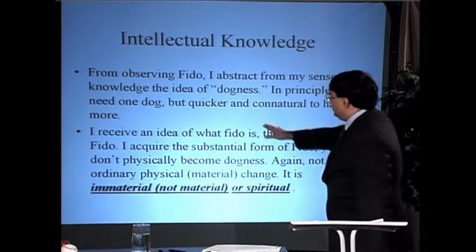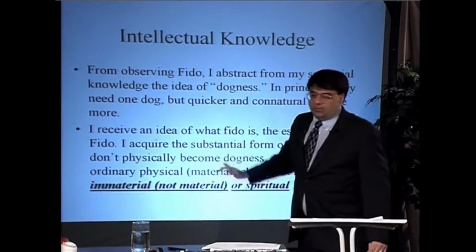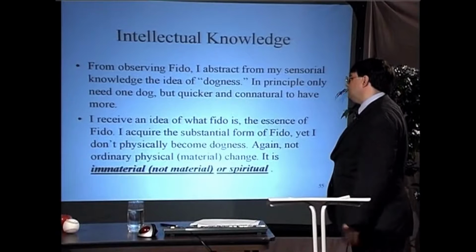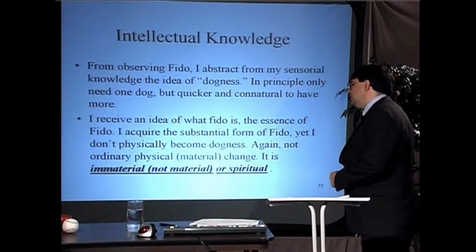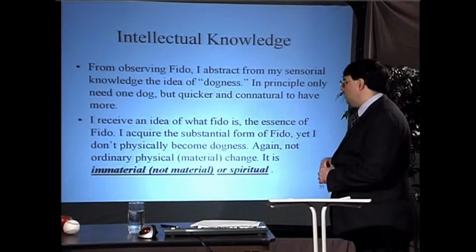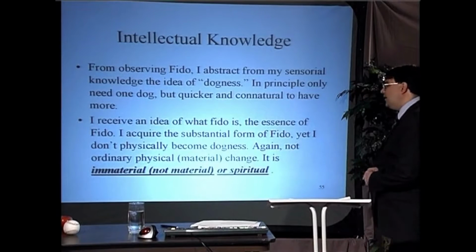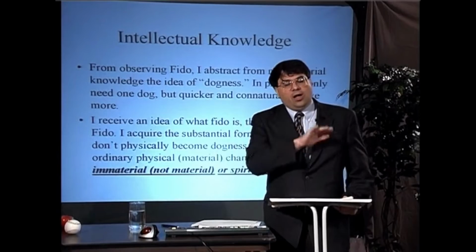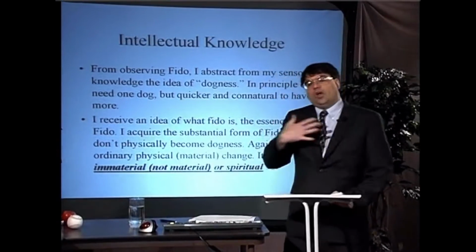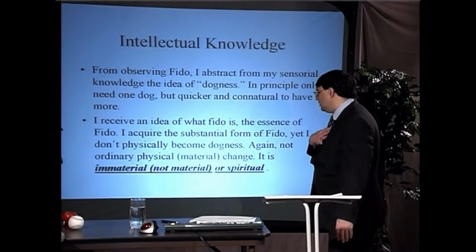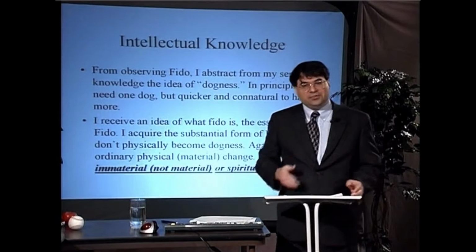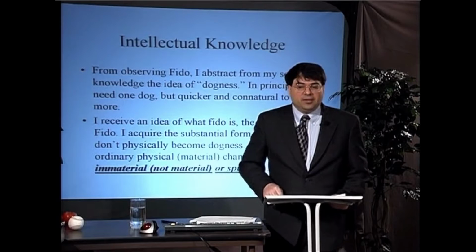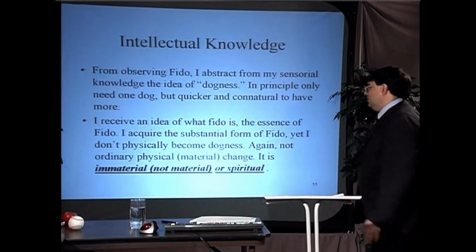The point is that every dog has dogness, and so we can learn about dogness from an individual dog in principle. I receive the idea of what Fido is, the essence of Fido. I acquire the substantial form of Fido, yet I don't physically become Fido. So somehow I get Fido's dogness without becoming dogness myself. Because if I took on dogness in a physical change, I would become a dog, and that would be the end of my ability to know, because I would not exist anymore.